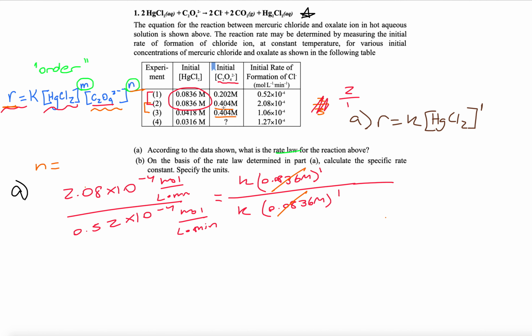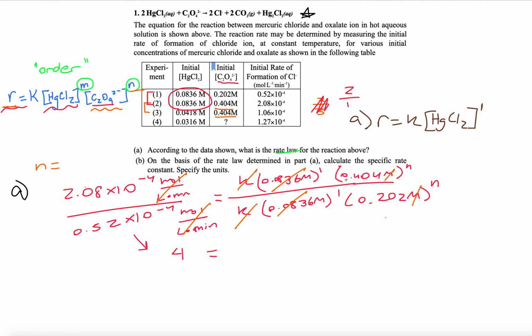We're looking for C2O4, so 0.404 to the n divided by 0.202 M to the n. So you can already tell that these units will cancel, the k will cancel, these units will also cancel. So I would pause the video and plug this into your calculator, 2.08 times 10 to the negative 4 divided by 0.52 times 10 to the negative 4, and see what you get. And you should get 4 when you do that in the calculator.